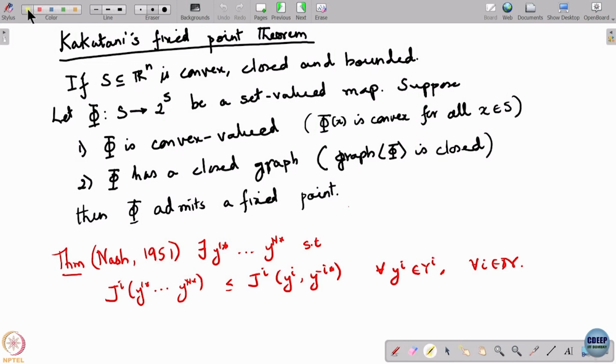In order to apply Kakutani's fixed point theorem to R, we need to check that the domain of R is closed, convex and bounded. We need to check that R actually maps that set, the domain, to subsets of itself. We need to check that R is convex valued, and we need to check that R has a closed graph. Once these are checked, Kakutani will then give us that there is always a fixed point and hence there is always a Nash equilibrium. Okay.